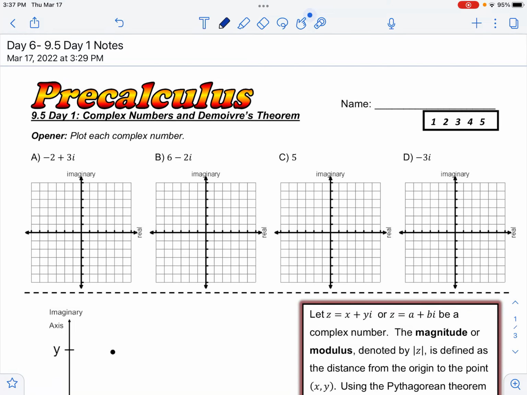All right, so this is 9.5 day 1 notes, complex numbers and De Moivre's theorem. 9.5 is actually just complex numbers. So first we're going to start off by plotting each one of these complex numbers.